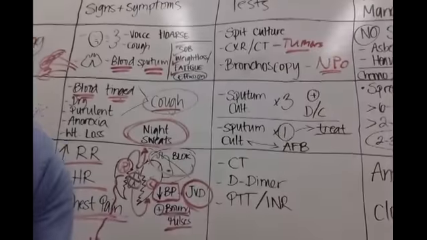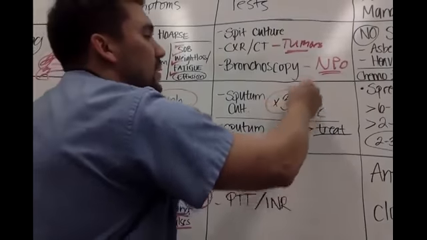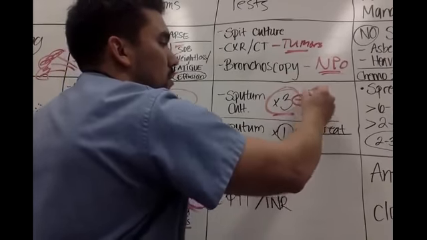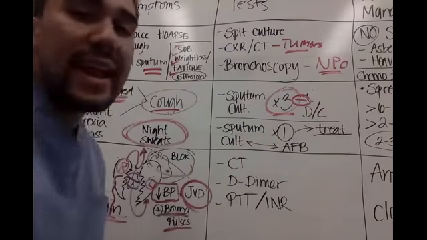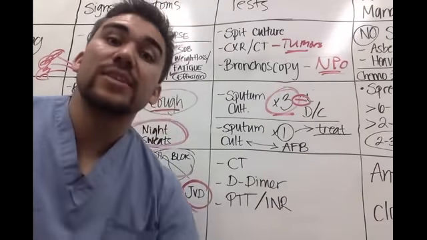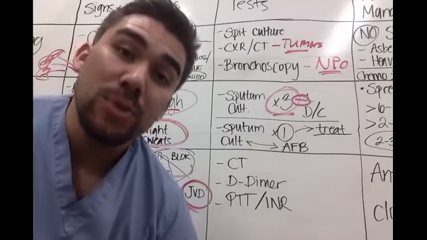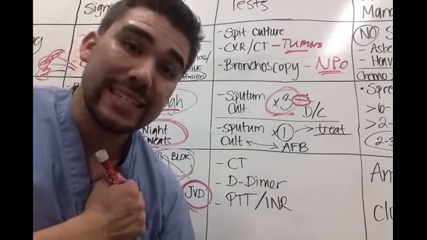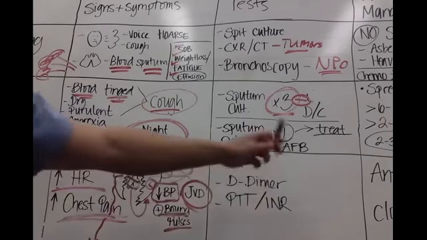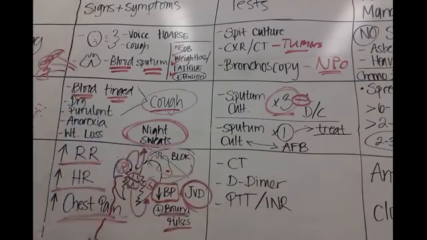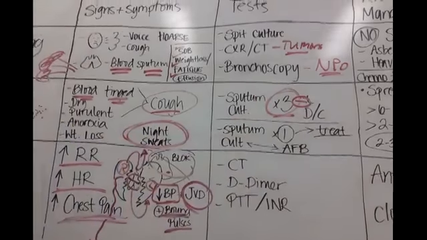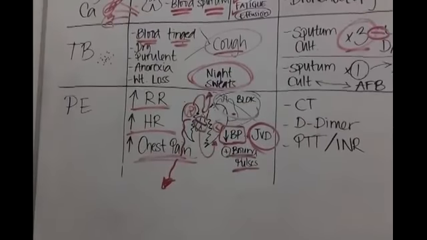Now, big difference: you need 3 negative, let me change that here. You need 3 negative sputum cultures to be discharged, to go back to work, and to be active in the community like a normal citizen, okay? So you need a sputum culture times 1, we treat it, and then we do cultures to be discharged here, okay?